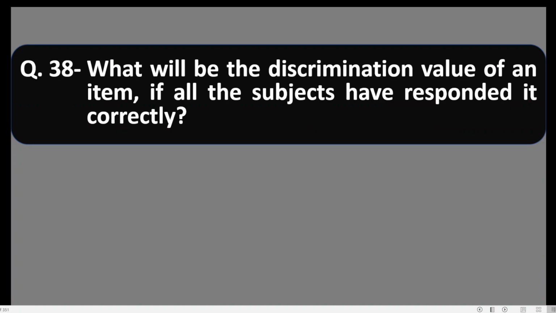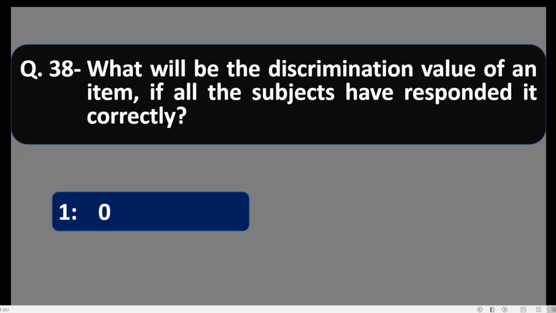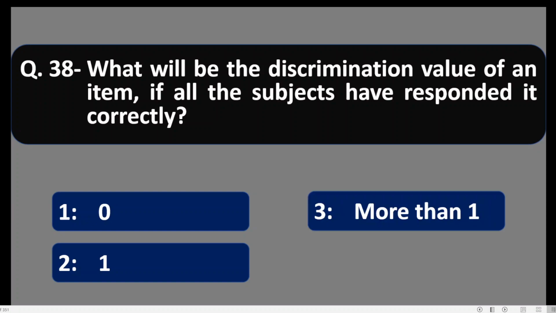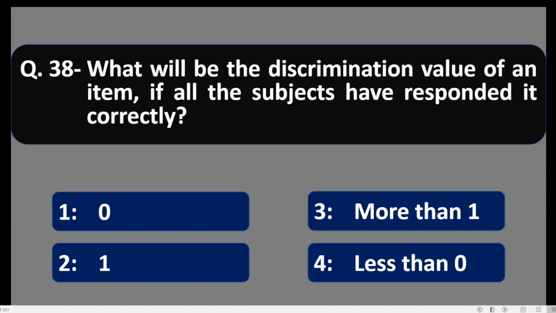Question number 38. What will be the discrimination value of an item if all the subjects have responded to it correctly? Number 1, 0. Number 2, 1. Number 3, more than 1. Number 4, less than 0. Friends, when all the subjects have responded to any item of the research tool correctly, then the discrimination value will always be 0. This question is related to item analysis. So if all the subjects have given the correct answer, the discrimination value will be 0. So option number 1 is correct.